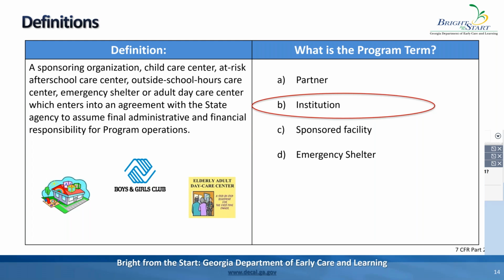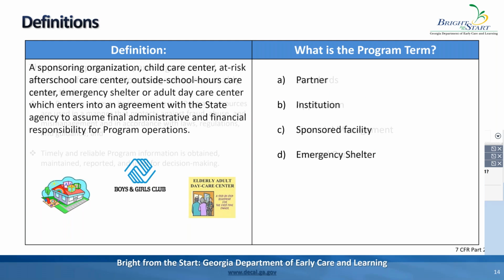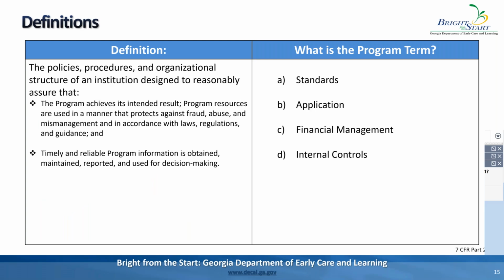The policies, procedures, and organizational structure of an institution designed to assure the program receives and manages funds in accordance with laws and guidance, and that timely and reliable program information is obtained, maintained, reported, and used for decision making. Is it A, B, C, financial management, or D, internal controls? The correct answer is internal controls.